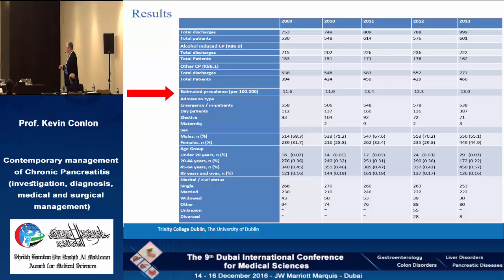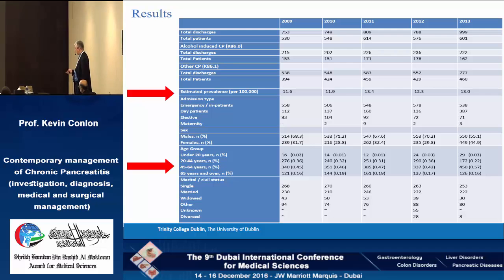We also showed that, as we would expect, it's a relatively young disease. The median age is in the low 40s, and 57% of patients are presenting between the ages of 45 and 64 years of age. So this is about a decade younger than other areas in Europe.